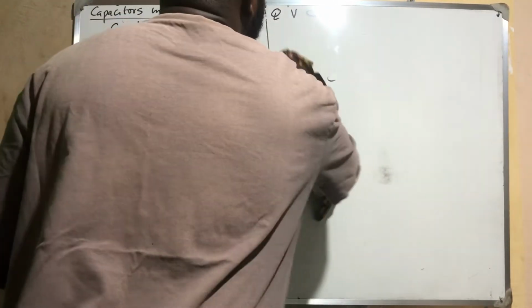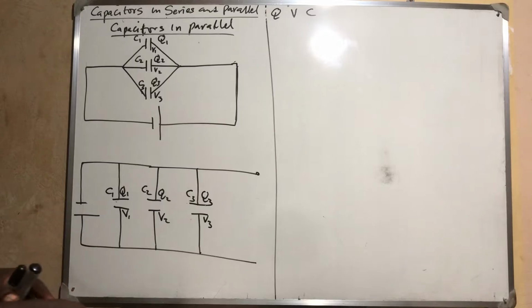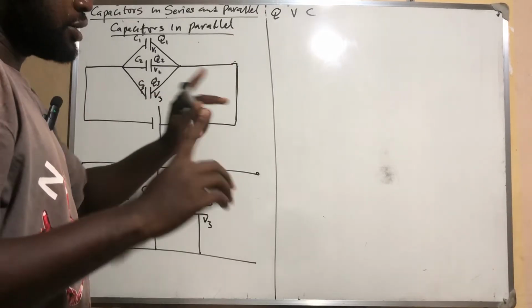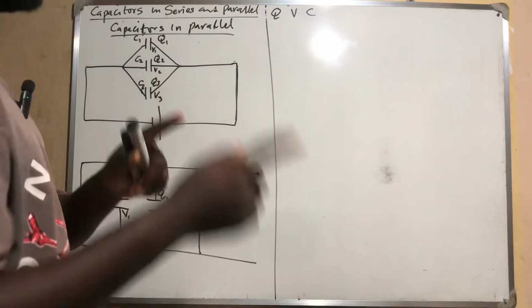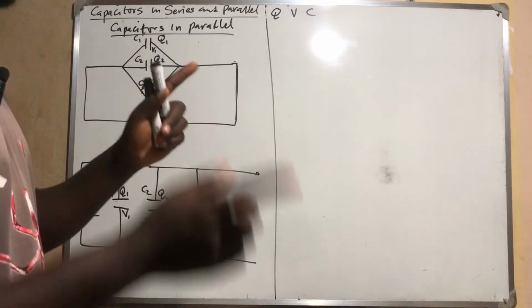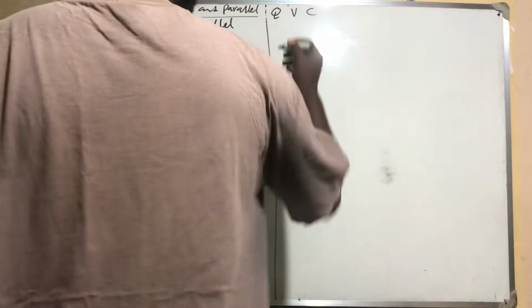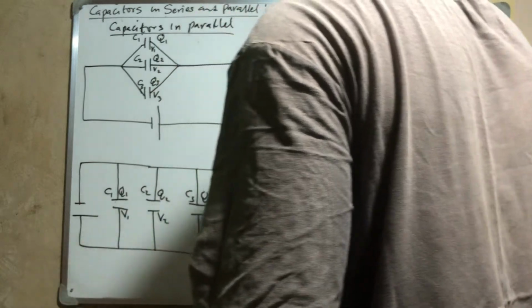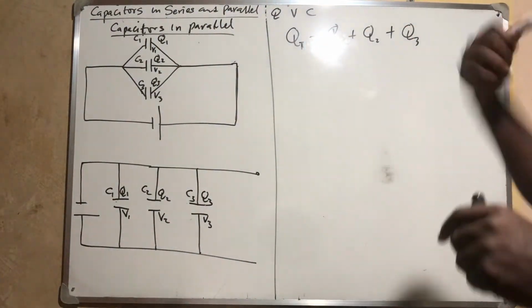Since the potential difference for capacitors in parallel is the same, our formula will be derived by the charge. If the potential difference is the same, you are deriving with the charge. But if the charge is the same, you are deriving with the potential difference. So we are deriving with the charge. It means that Q total is equal to Q1 plus Q2 plus Q3. And what is your Q?